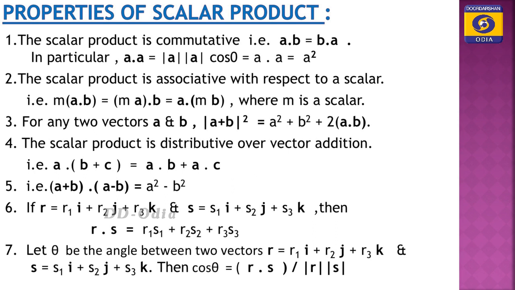So, i dot i we have already mentioned, i dot i is equal to what? 1, j dot j also 1, k dot k also 1, because i, j, k are 3 unit vectors along the x axis, y axis and z axis. i dot j is equal to 0.